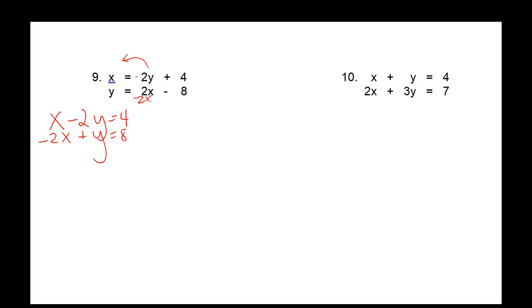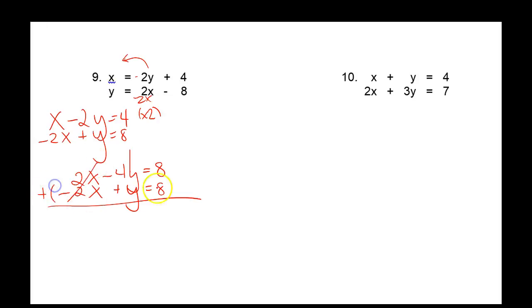I will take the first equation and multiply it by 2 so that I get a 2x. So I have 2x minus 4y equals 8. Down here, this stays the same. 2x minus 2x. I'm adding those equations. I've just eliminated that. Negative 4y plus y is negative 3y. 8 plus 8 equals 16. Did I do that right?